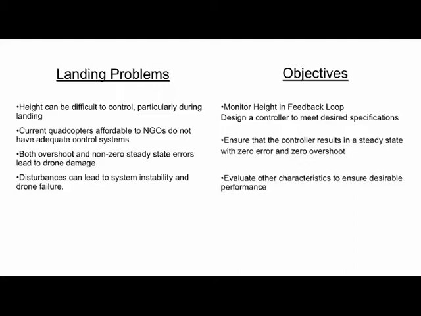Current quadcopters that are affordable to NGOs don't have adequate control systems. Both overshoot and non-zero steady-state errors can lead to drone damage. Our objectives for this are to monitor the height in the feedback loop and to design a controller which can meet these desired specifications. We want to ensure that the controller results in a steady state with zero error and zero overshoot. We would like to also evaluate the characteristics to ensure that they are achieving desirable performance.